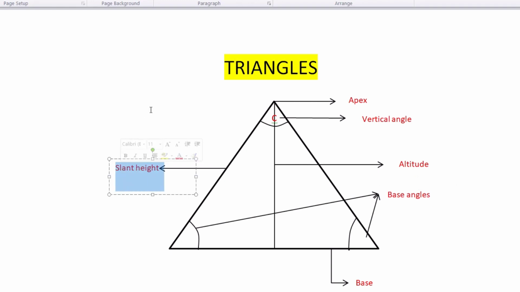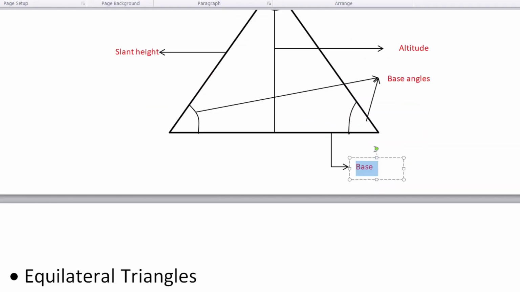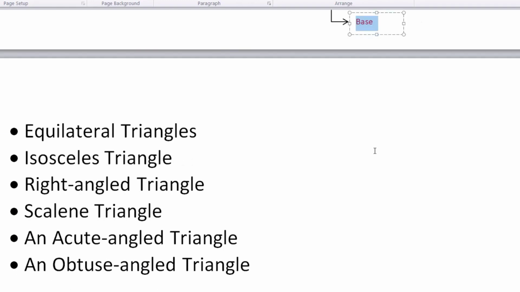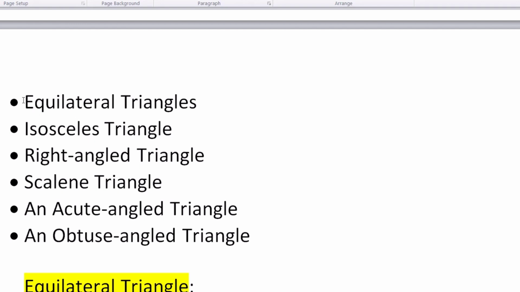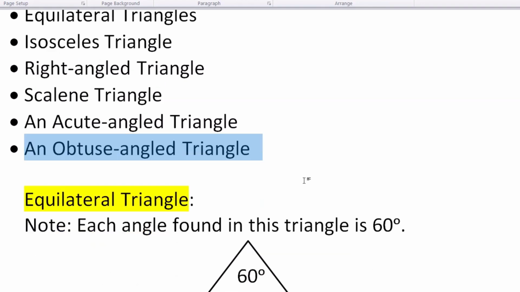And then you have the base. The base, this is the lower side of the triangle. It holds the two sides together. The different types of triangles we have are equilateral triangles, isosceles triangles, right-angled triangles, scalene triangles, acute-angled triangles, and obtuse-angled triangles.